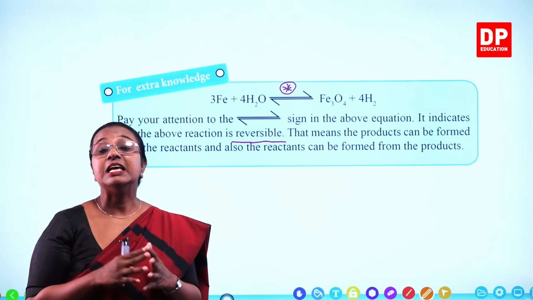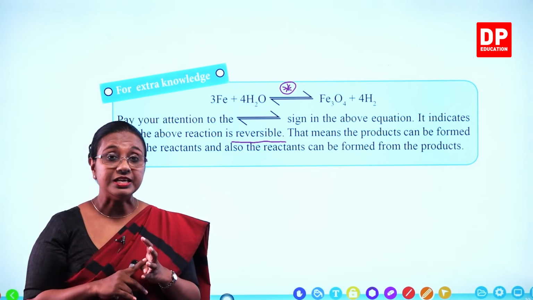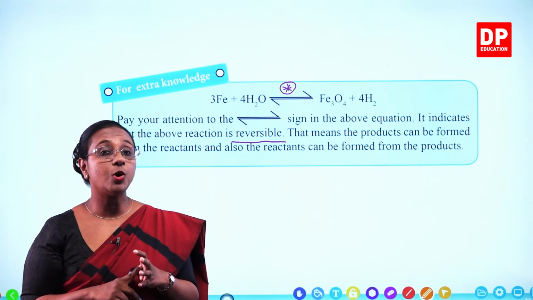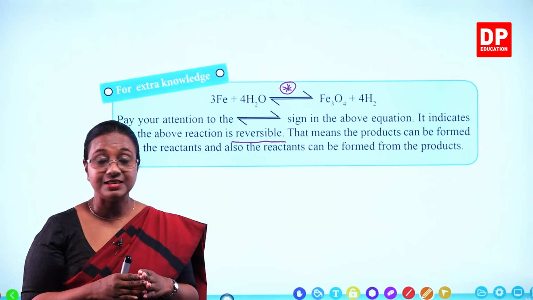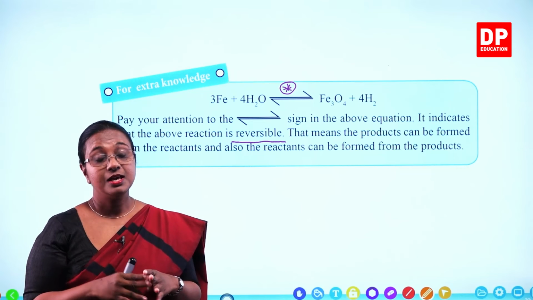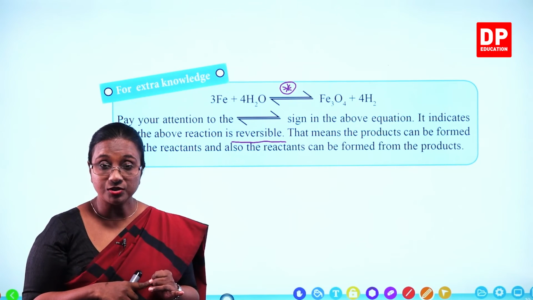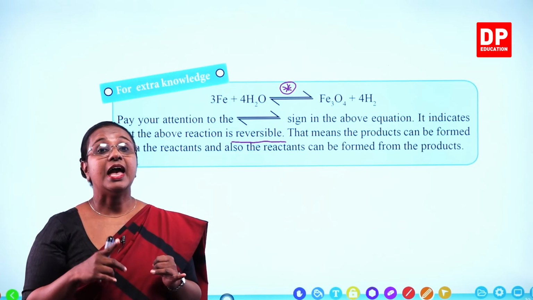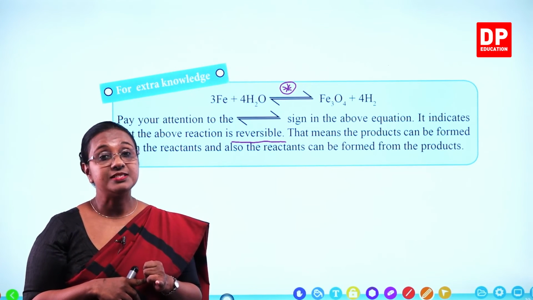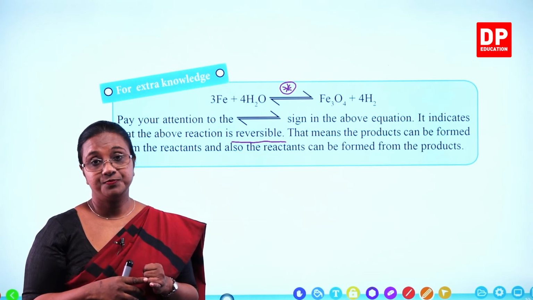So again, if we summarize, sodium reacts violently with cold water. So obviously the reaction with hot water and steam will be very, very violent. Magnesium does not react with cold water, reacts with hot water forming magnesium oxide and hydrogen. And magnesium with steam forms magnesium oxide and hydrogen.